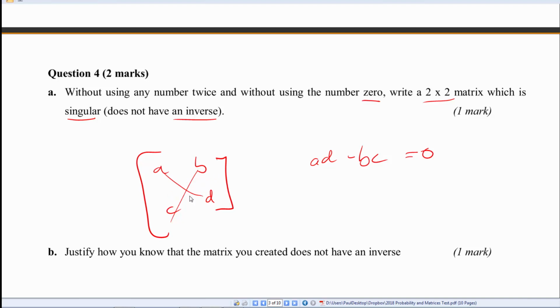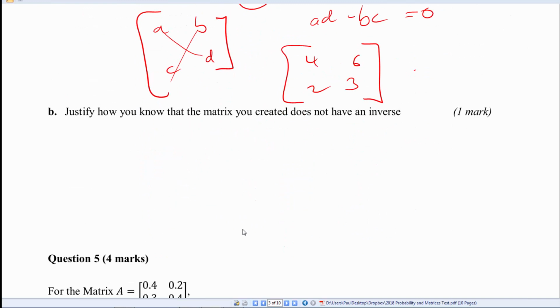Okay, so you weren't allowed to use the same number twice. So I looked at numbers that had a good amount of factors. So 12 was one that I thought of that would be good. So if those are 2 and 6, then this would be 4 and 3. AD take BC would be 12 take 12, which is 0. So justify how you know that it doesn't have an inverse.